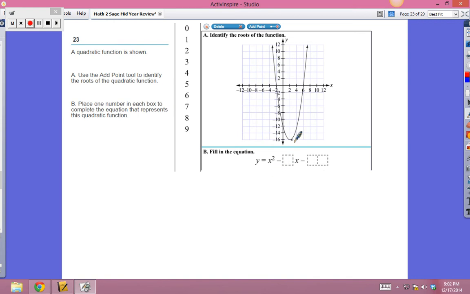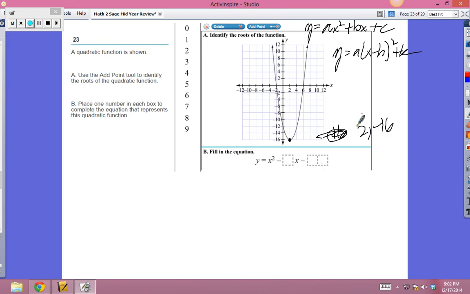Okay, so here's what we know. We know the vertex. We know 2 models. We know y equals ax squared plus bx plus c, and that looks like what they want here. And we know the vertex model, y equals a(x minus h) squared plus k. So I think the vertex is going to be easy to find. The vertex is over 2 and then down 16. That is my vertex.